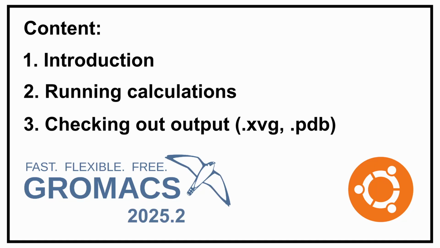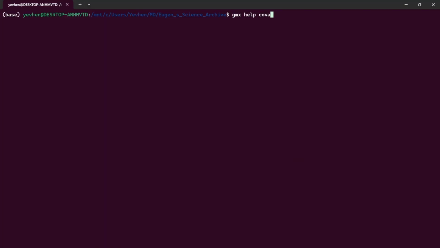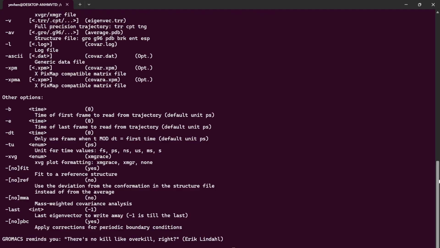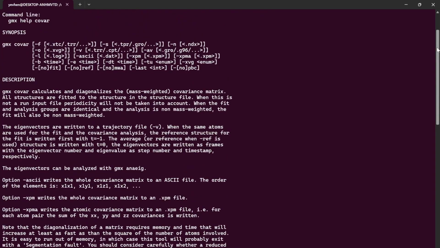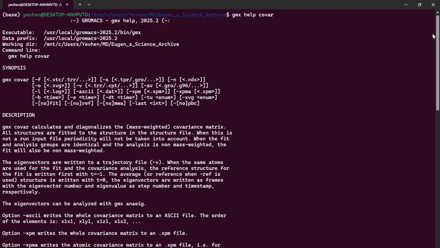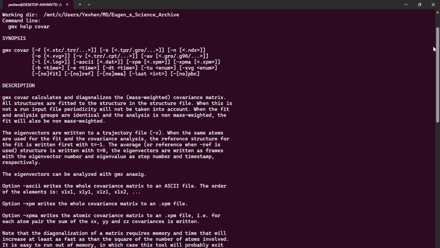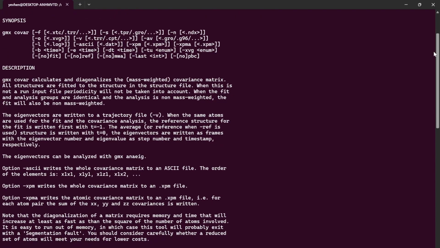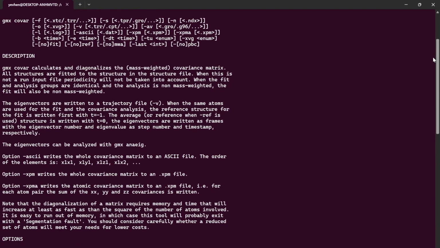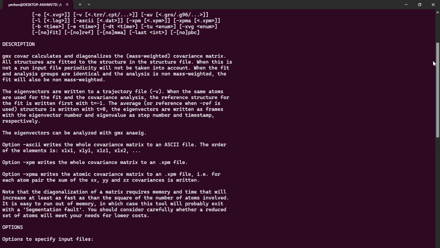Hello, in this video I explain how to perform principal components analysis of your molecular dynamics trajectory using GROMACS tools. The purpose of principal components analysis is to capture the essential dynamics of your selected group of atoms. The process of doing this is more involved as compared to simple metrics like RMSD.